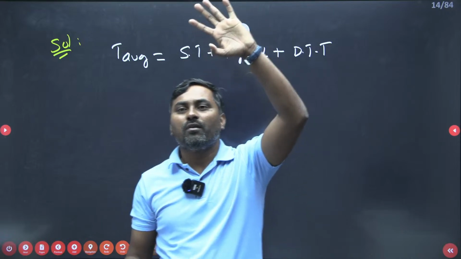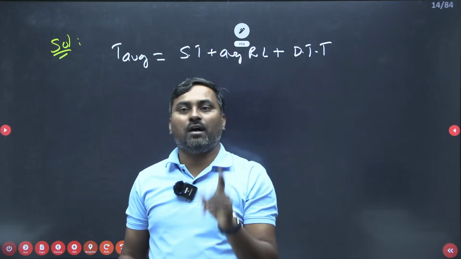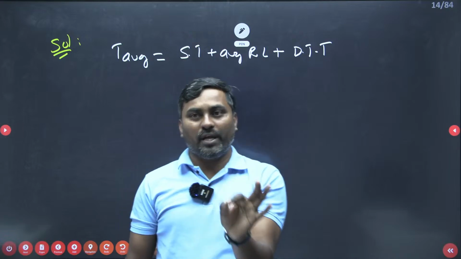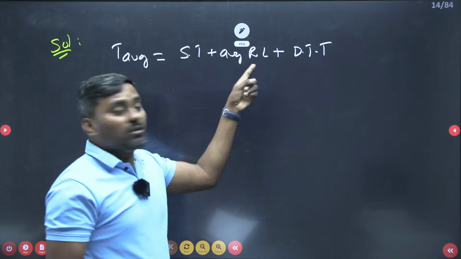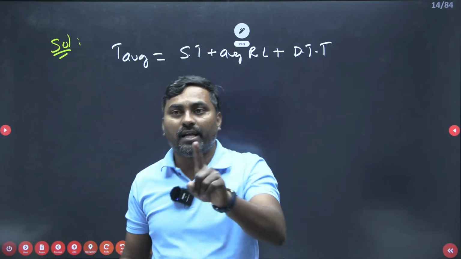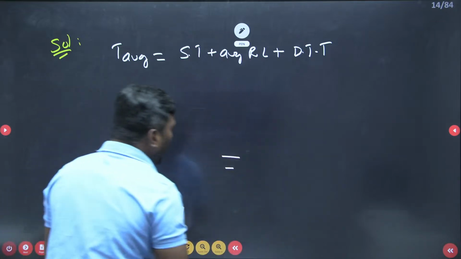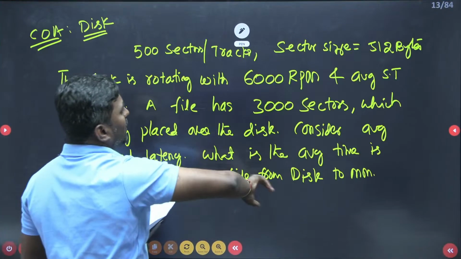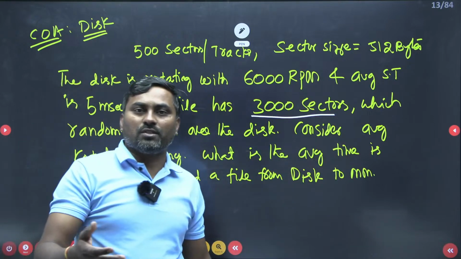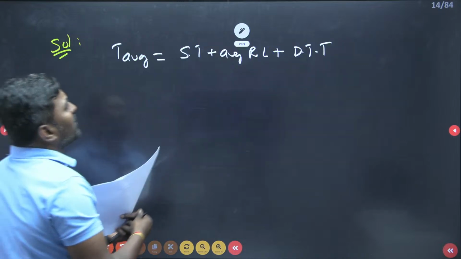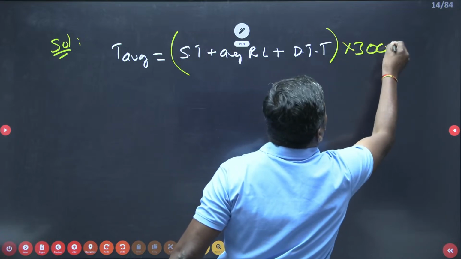Anybody can answer? What is the minimum data I can read from the disk? Is it a byte? Is it a word? It is one sector or cluster. The basic unit you should take is the sector; you have to read it. So this expression gives the time for reading a sector from the disk. But here, how many sectors are there? 3000 sectors are given. How are they placed? Randomly placed. So every sector access is required, so I should multiply the complete time by 3000.